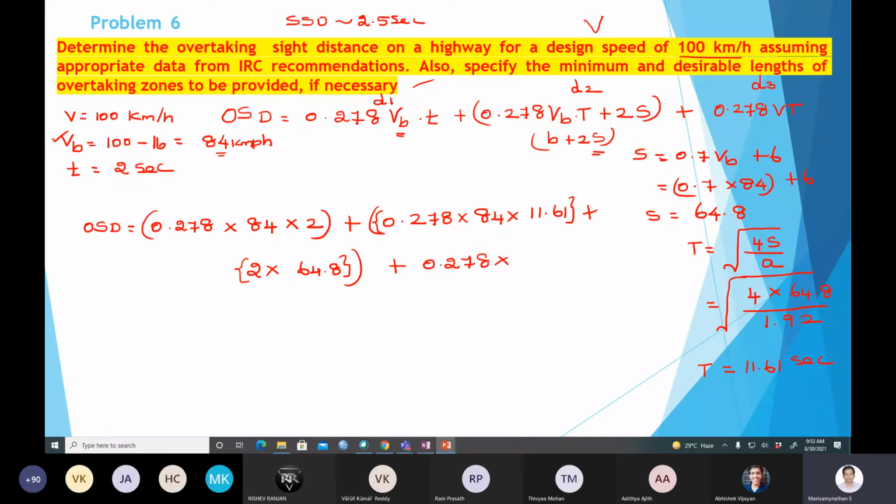0.278 into, this is for the opposite vehicle. We assume that it is the design speed, so the design speed is 100 kilometer per hour. The time taken from B1 to B2 is 11.61 seconds. So this will be the D1 and D2 component, this is T2, and this will be the D3. Maybe we can separately calculate D1, D2, D3.